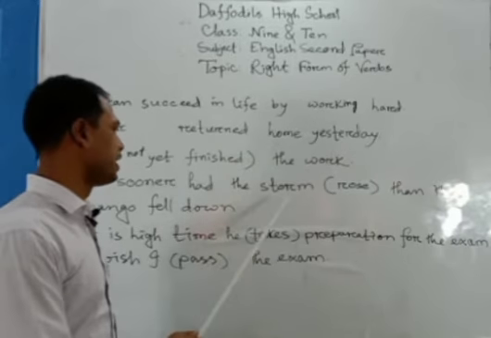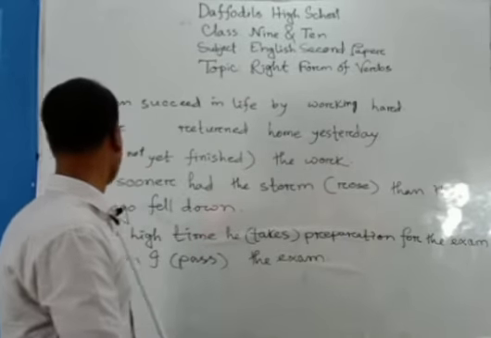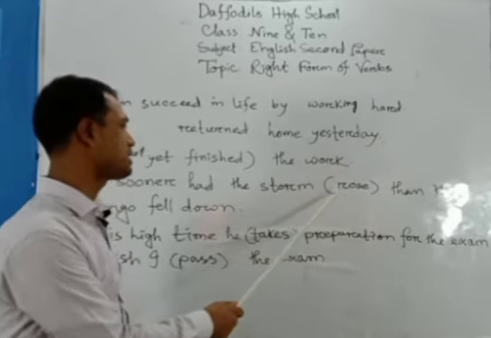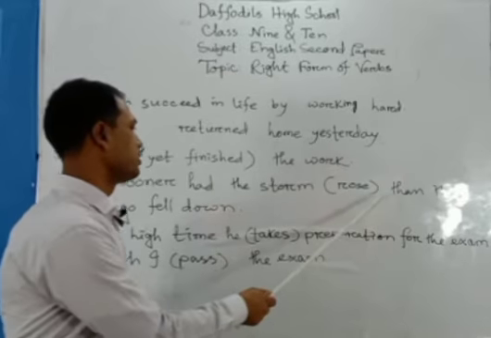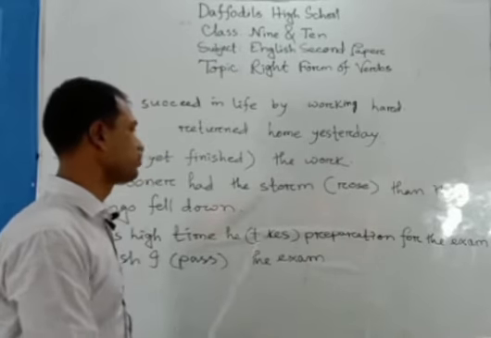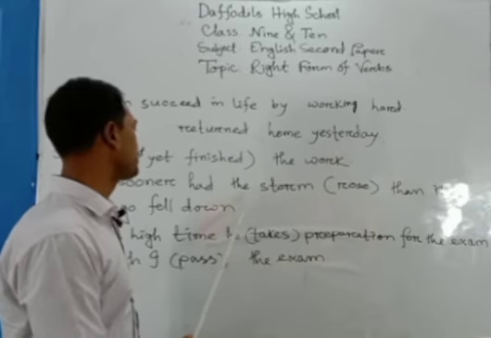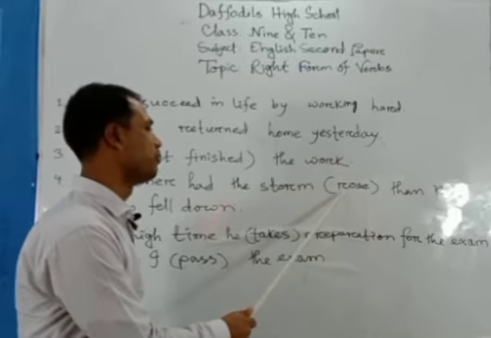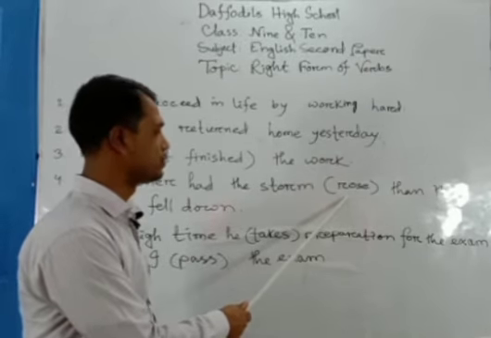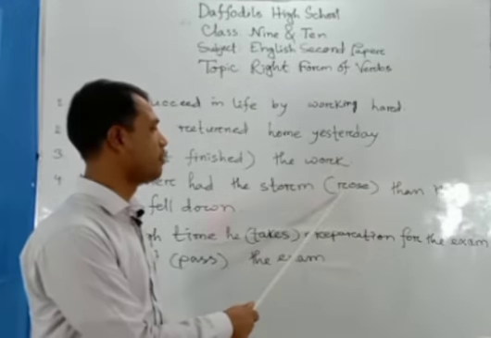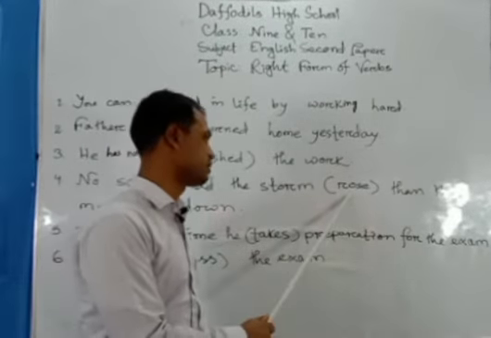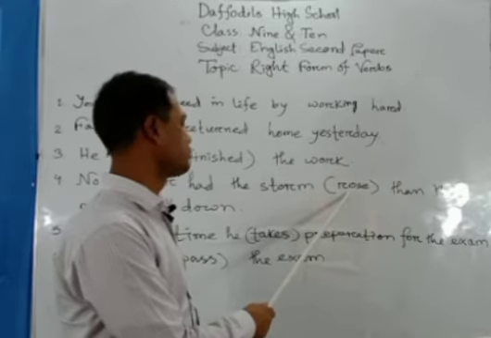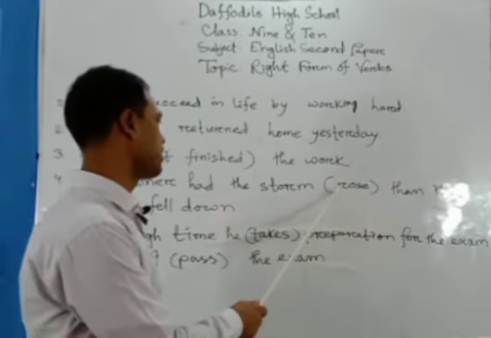No sooner had the stone rose than the mango fell down. This pattern of verb is incorrect here because our rule says that before "than", past perfect tense will be used. If the storm is the subject and "had" is an auxiliary verb, then the main verb will be used in the past participle form, but it is existing in the past form. For this reason, this pattern of verb is incorrect.